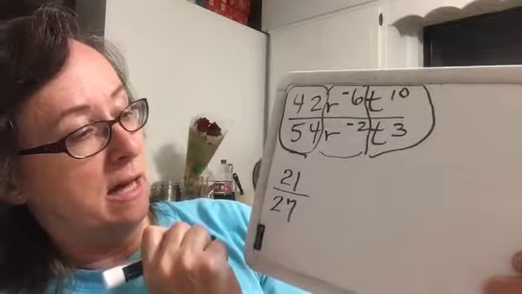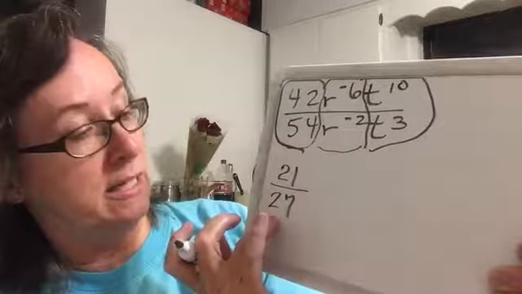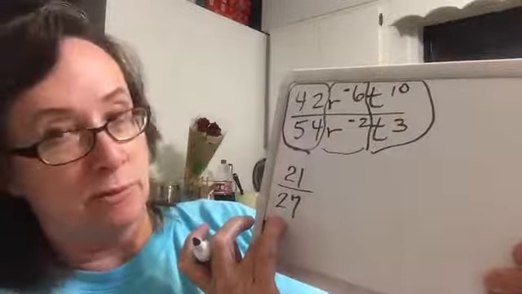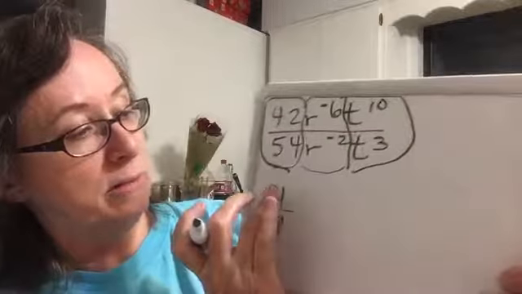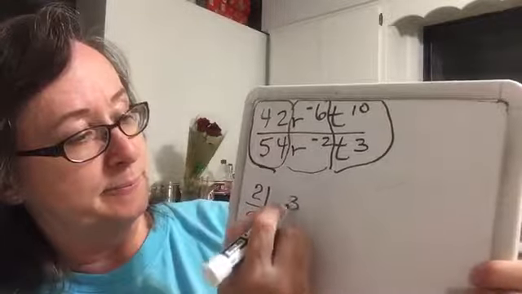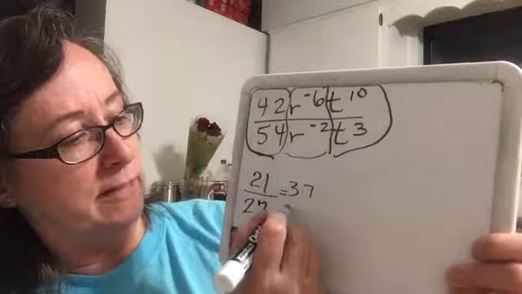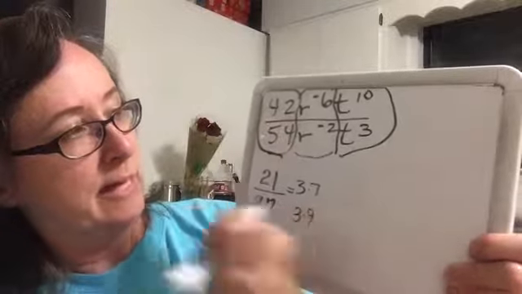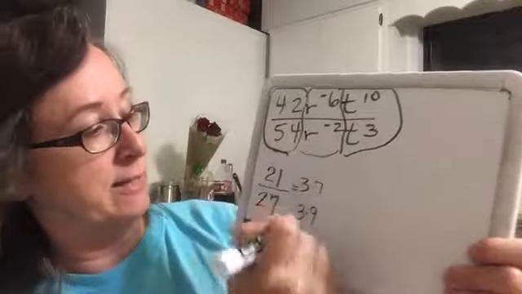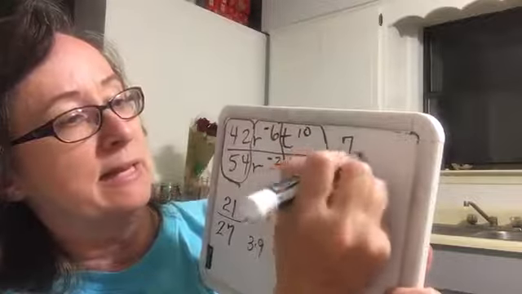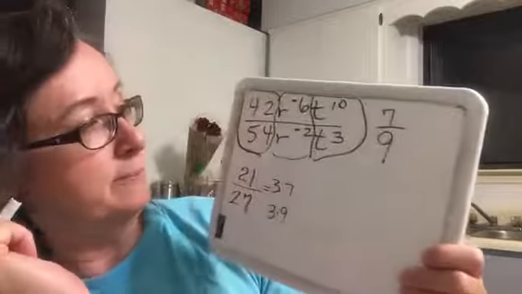And 27 is going to be 3 times 3 times 3, so 3 times 7, and 3 times 9 is going to reduce to 7 ninths. So 7 ninths is our fraction.